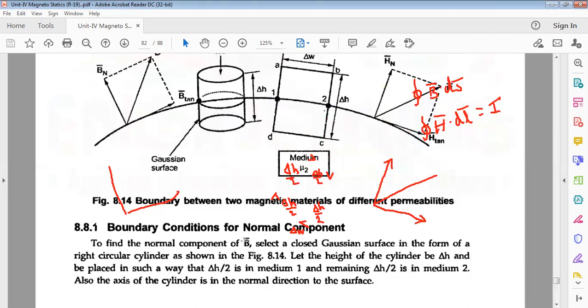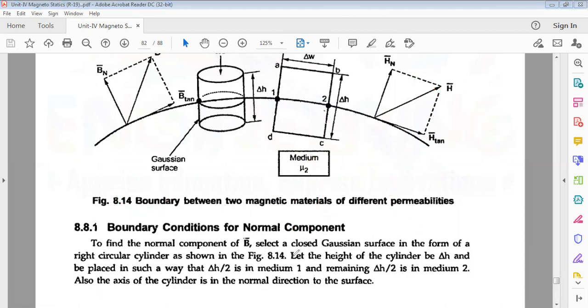To find the normal component of B bar, select a closed Gaussian surface in the form of a right circular cylinder. For the normal component, you can consider a right circular cylinder as shown in this figure. Let the height of the cylinder be delta H and be placed in such a way that delta H by 2 is in medium 1 and the remaining delta H by 2 is in medium 2. Also, the axis of the cylinder is in the normal direction to the surface.